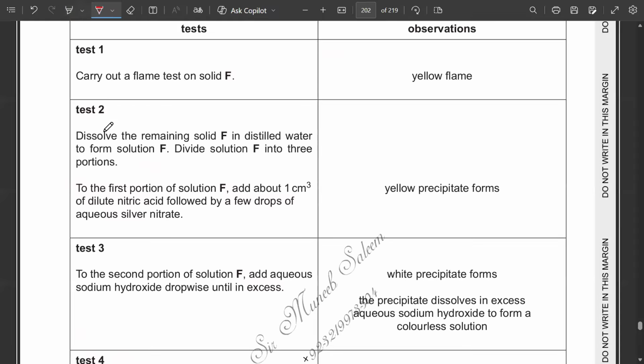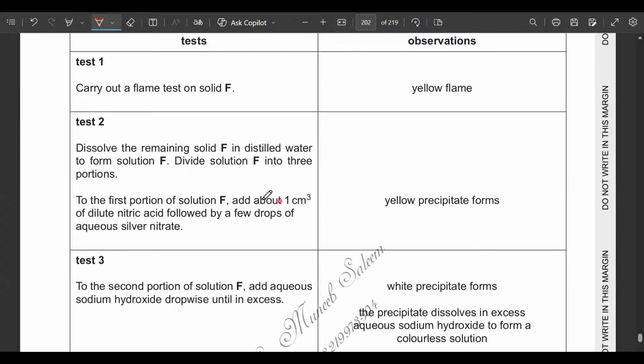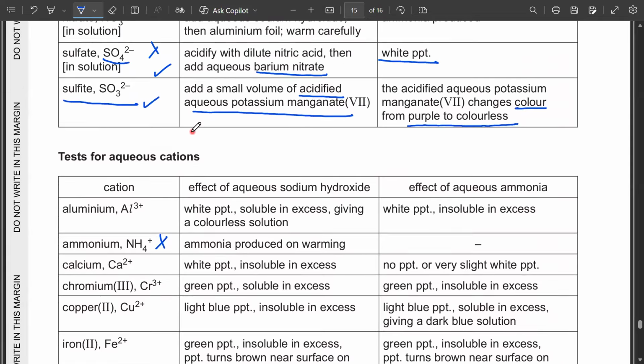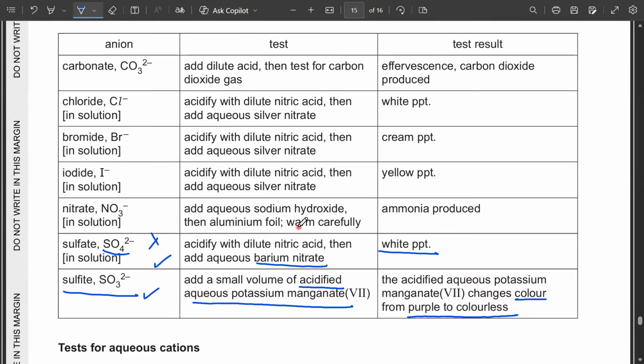Test 2 says dissolve the remaining solid F in distilled water. Divide the solution F into 3 portions. To the first portion of solution F, add about 1 cm³ of dilute nitric acid followed by a few drops of aqueous silver nitrate, and the result is a yellow precipitate. So we need to look at the tests of the anions from the qualitative notes. Under the section of the anions, the test with aqueous silver nitrate providing the yellow PPT is over here. Yellow PPT is produced, so that shows the presence of iodide ions.